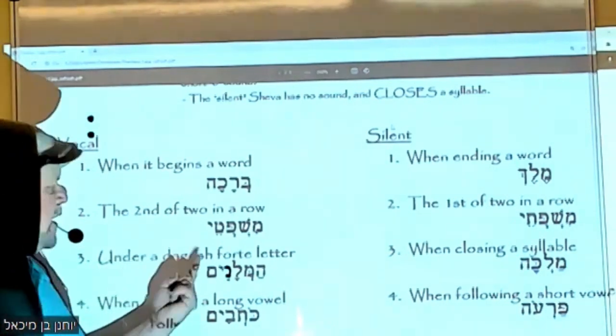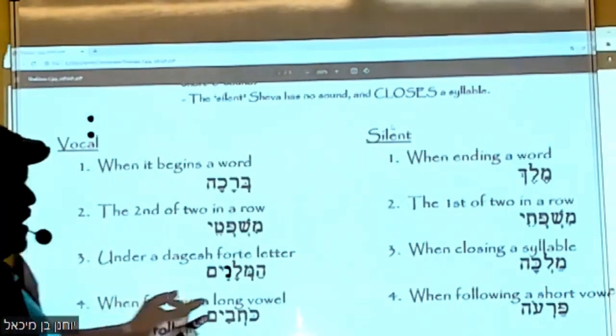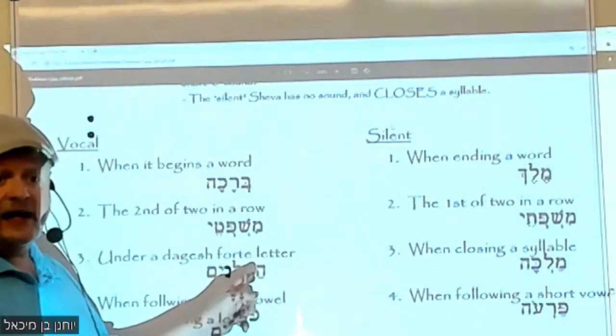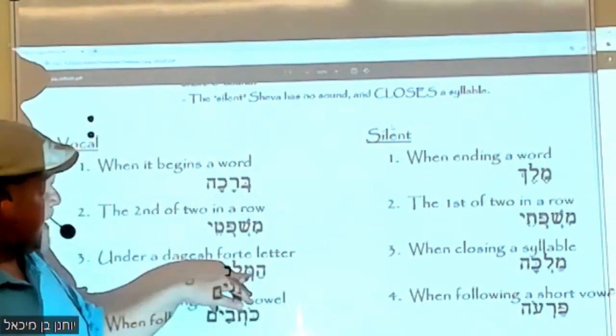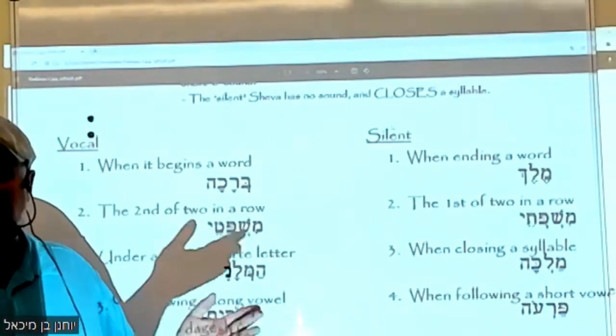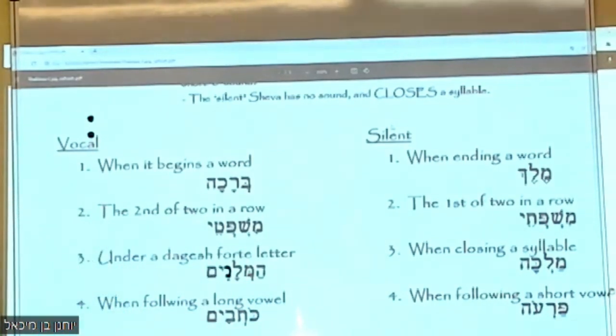All right. So when it's under a dagesh forte letter. So what is dagesh forte? We really haven't covered that yet. But it's a dot that doubles a letter. Okay. So here we have a hey, and it's got patah, quick a. So we have ha. Then we have this mem, and it's got a dot inside. So we know that dot is dagesh, right? But what kind of dagesh is it? Dagesh forte. It's the one that doubles it. It strengthens the letter. That's what the word forte means. It means strong, right? Fortified.